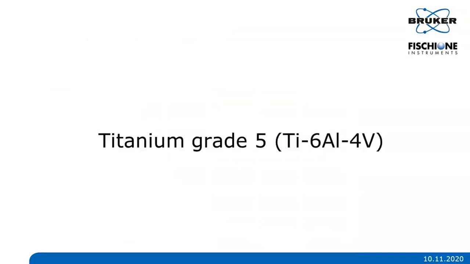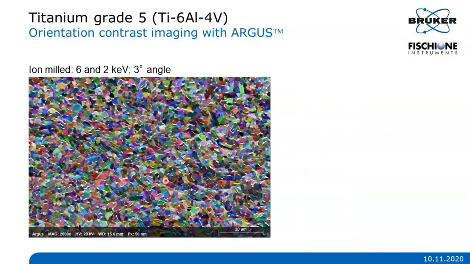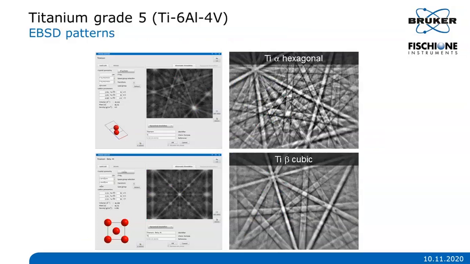Now we'll look at another example on titanium alloy this time. As you can see on the Argus image, the microstructure is much finer than in the previous example. We are using a pixel size of 50 nanometers. And on this image, you can already distinguish two phases, one with larger grains and one with finer grains. This titanium alloy contains indeed two phases, alpha titanium phase, which is hexagonal HCP, like the previous one, and beta titanium phase, which is cubic BCC.